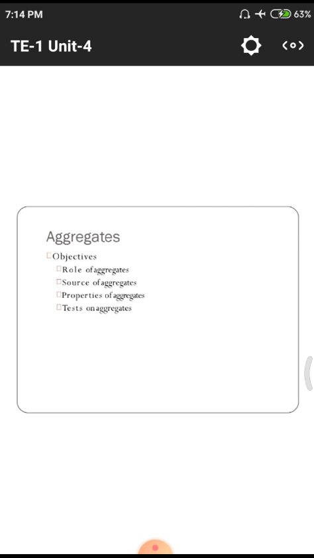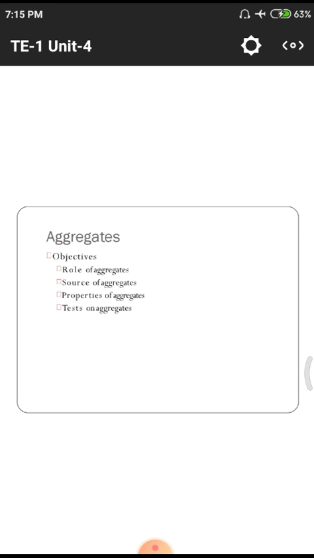Active means the total aggregates are involved in the particular stress distribution. In some of the cases, aggregates are not involved in the stress distribution, simply they are in passive condition. So we have to find out whether it is an active one or a passive one.